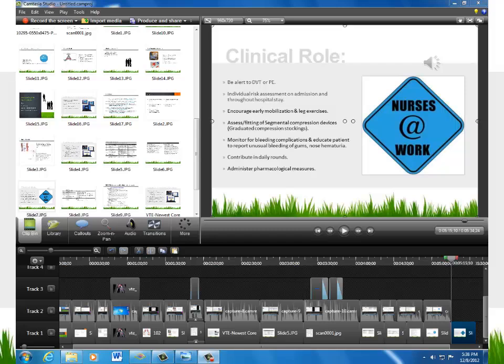The individual assessment should occur on admission and throughout the hospital stay. And check for appropriate fit for the segmental compression devices and make sure to document when they're on and when they're off. And then monitor for bleeding complications. That's important during anticoagulation therapy. And early mobilization and leg exercises are important.